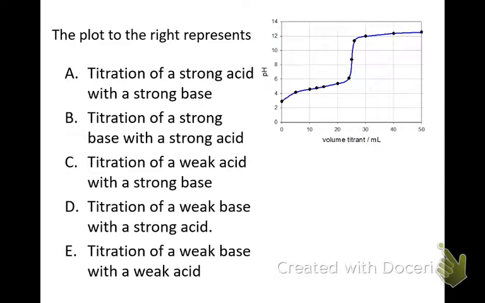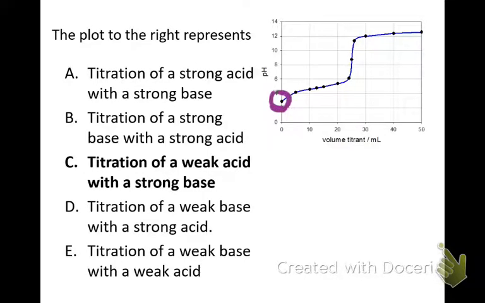So here's another one. This plot represents the titration of a weak acid with a strong base. So again, we know that it's a weak acid because we start acidic and because we have this inflection point where the curve flattens out, right in here.